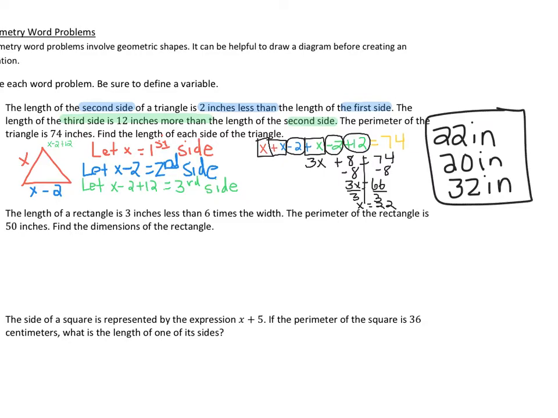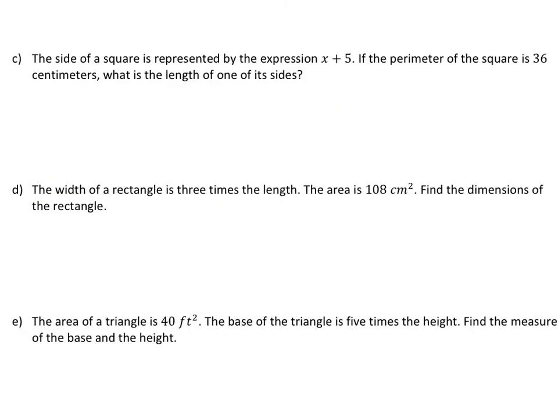Let's look at letter C. The side of a square is represented by the expression x plus 5. If the perimeter of the square is 36 centimeters, what is the length of one of its sides? Okay, so we have a square, and I know what's unique about squares is that all four sides are the same. So if this is x plus 5, all other sides are x plus 5.